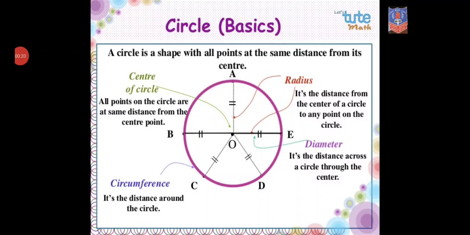Before starting some important topics of this chapter, let us study some basic definitions of this chapter. Okay, what are the basic definitions? The first definition is the circle itself. What do you mean by a circle? A circle is a shape with all points at the same distance from its center. You can see students, there is a fixed point which is center O. From that fixed point, there are some points, a set of points, which are equidistant from this fixed point.